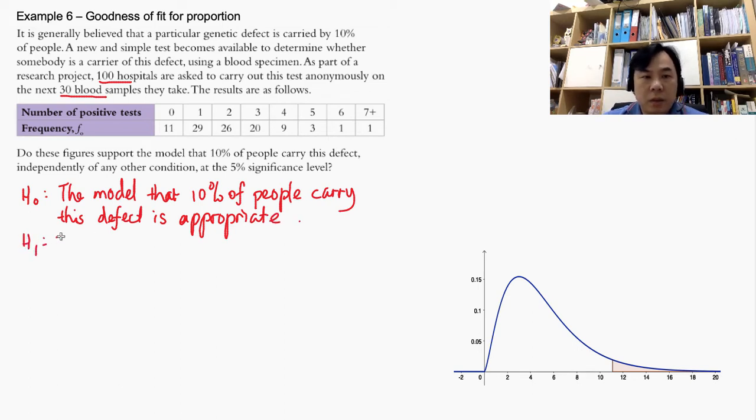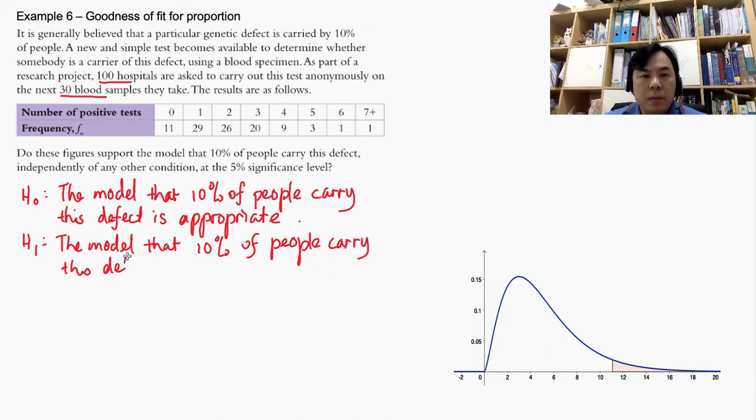And then of course, the model that 10% of people carry this defect is not appropriate. Okay, so there you have it. Those are our first step.